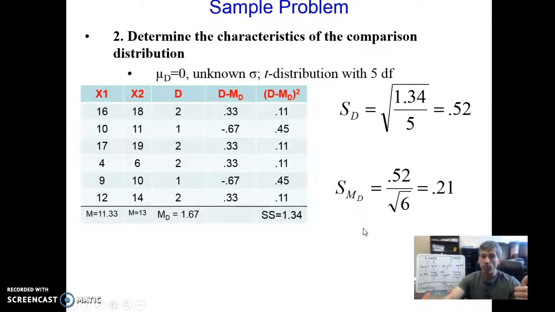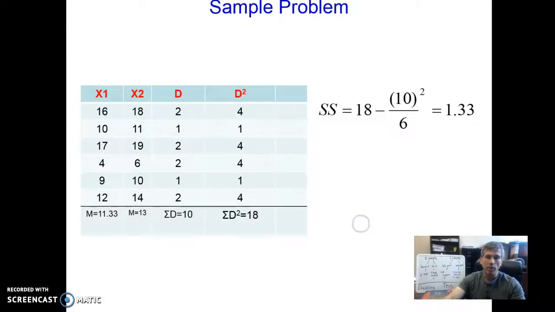So we now have our shape. We have our mean, which again is the mean difference score. We have our standard error, which again is the standard error of those difference scores. And it's being used to estimate those population parameters.